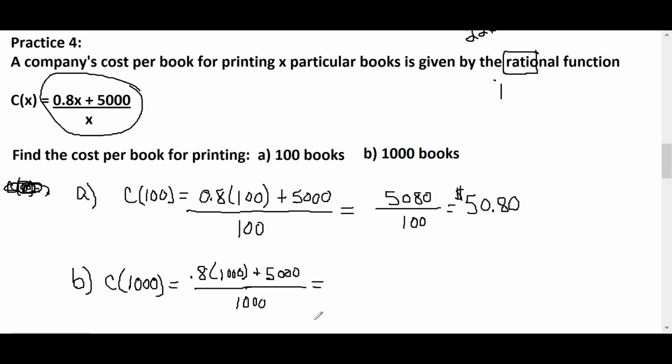Okay, when I calculate this out, this should end up equaling $5.80 per book. So this is 800 plus 5,000, so you got 5,800. And then divide that by your 1,000. And that's what you get, 5.80.